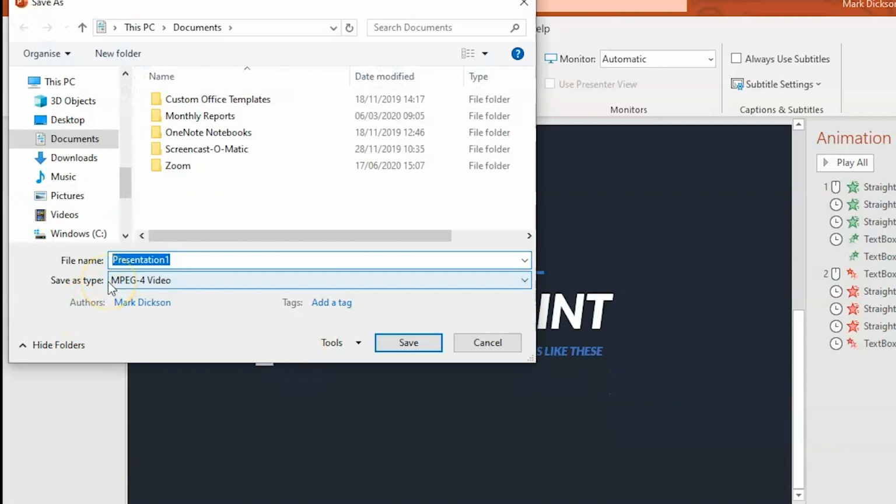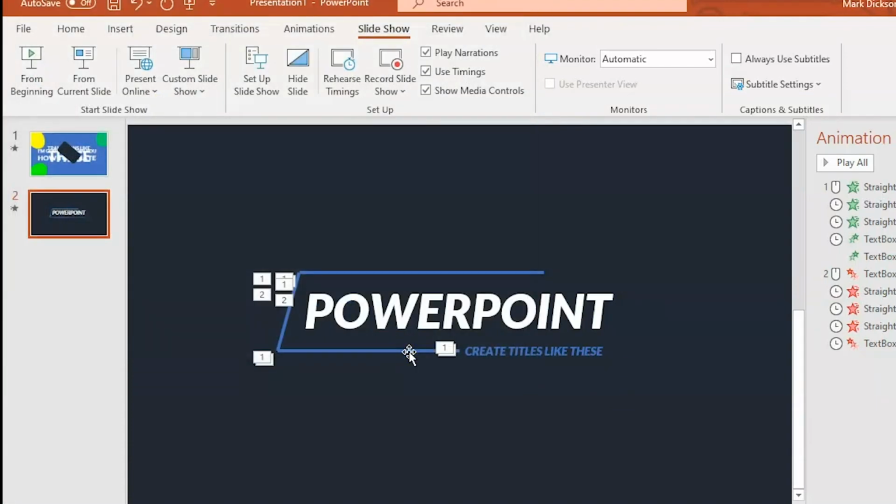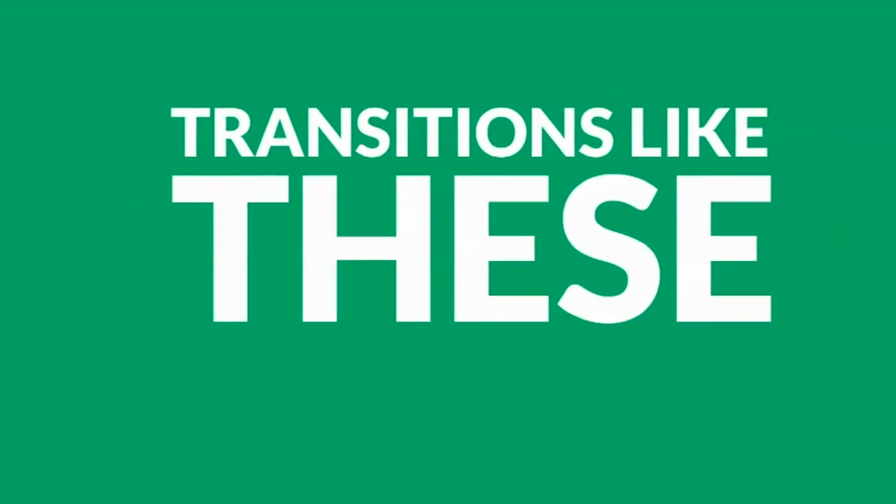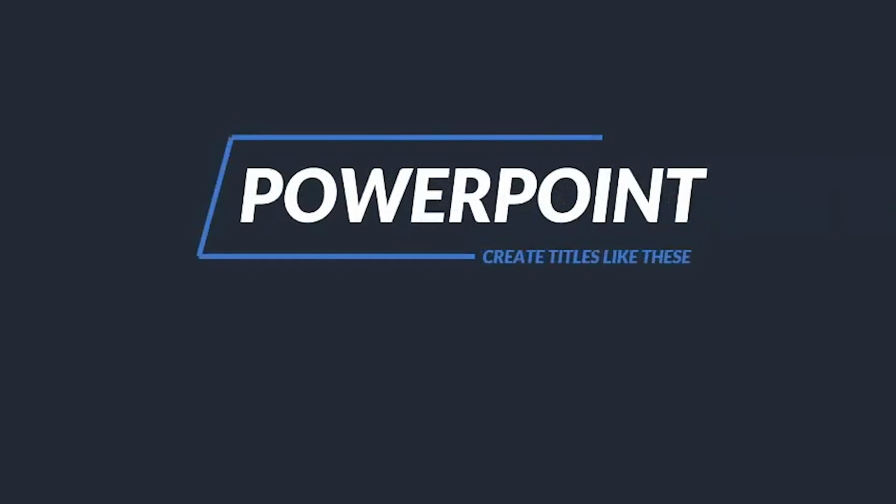We'll name it. It'll take a minute to save. So we've got the video made now. You could have recorded your screen using something like Screencast-O-Matic, which I've got a video for, so check that video out. And with that, you could then add your narration. So here we go. We'll click play. I'm going to show you how to create animations and transitions like these and titles like these using only PowerPoint.